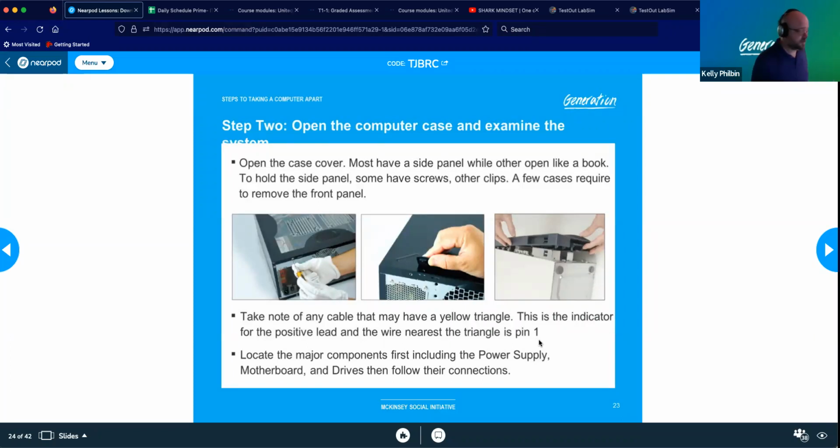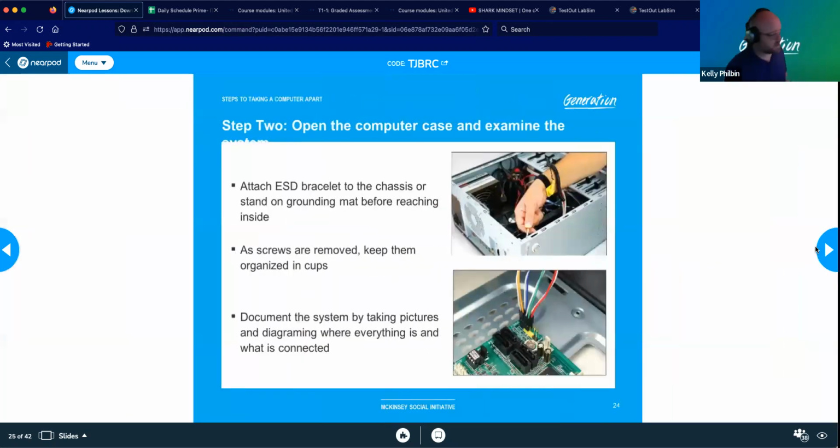All right, so we've cracked the case. We're going to locate the major components first, including the power supply, motherboard, and drives, and follow their connections. And if we're removing everything, we're going to start disconnecting things, making note and taking pictures as we go along. Obviously, before we start, we take our ESD bracelet, our gloves on, or what have you, and ground ourselves to the machine.